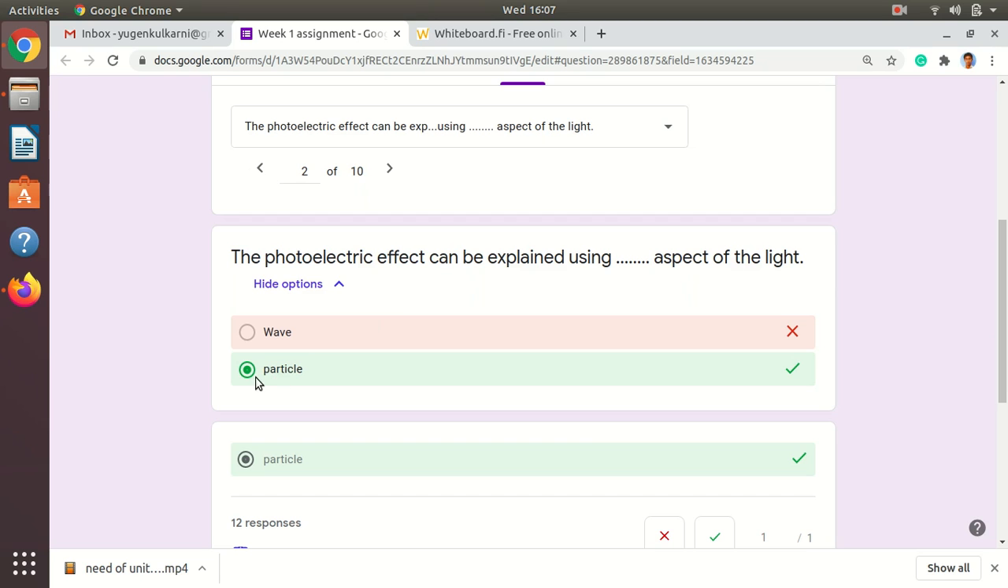So the correct nature required to explain this effect is the particle nature of light. We can use aspect or nature. Both words can be used here for wave as well as particle.